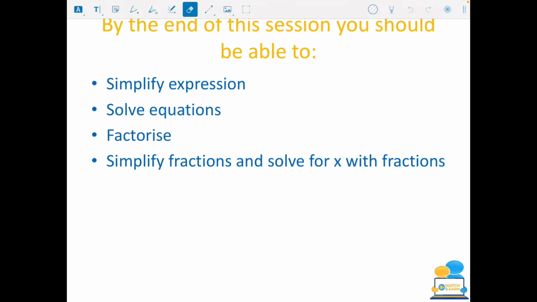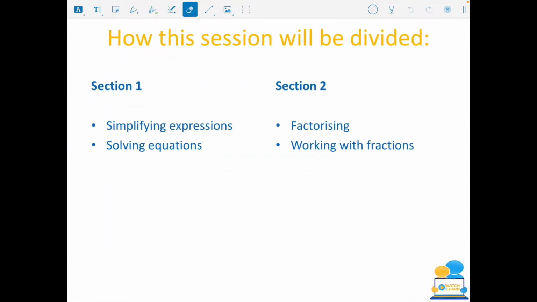I know fractions is an area of the course that people tend to find quite challenging. So we're going to spend a bit of time working through fractions, how to write them out in a way that I guess might help our understanding of them a little bit. We're going to divide this session up into two sections. We'll start with simplifying and solving, then we'll move on to factorizing and then fractions. And then at the end, we'll look at some exam questions. That will give you a really good idea of how questions have come up in the past and also how they're likely to come up again in the future.